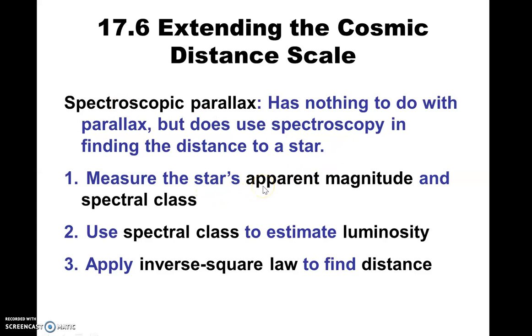And then we have to identify the spectral class, right? The O, B, A, F, G, K, M. Which class is it in? Of course, that has to do with temperature. And then we have to estimate the luminosity. And then we use the inverse square law. We're actually going to do some of this in lab, so you'll see some of this.